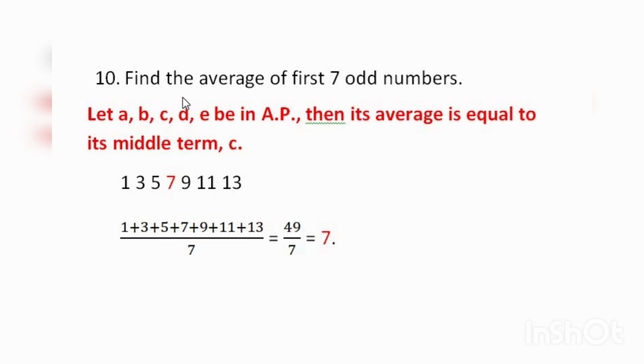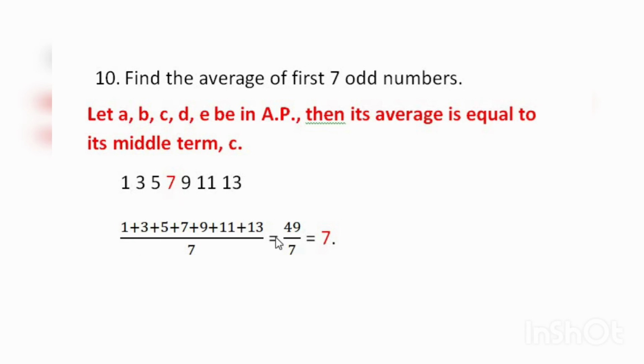The 10th workout question is to find the average of first 7 odd numbers. We know the condition that if A, B, C, D, E are in AP, then its average is equal to its middle term C. So we have first 7 odd numbers, that is 1, 3, 5, 7, 9, 11, 13. Then its average will be equal to its exact middle term. So here the exact middle term of these first 7 odd numbers is 7. So its average will be equal to 7.